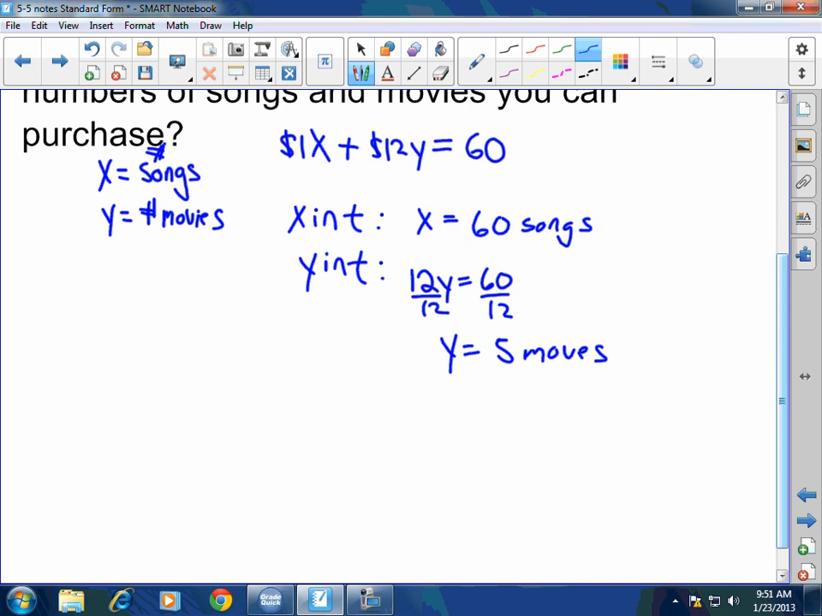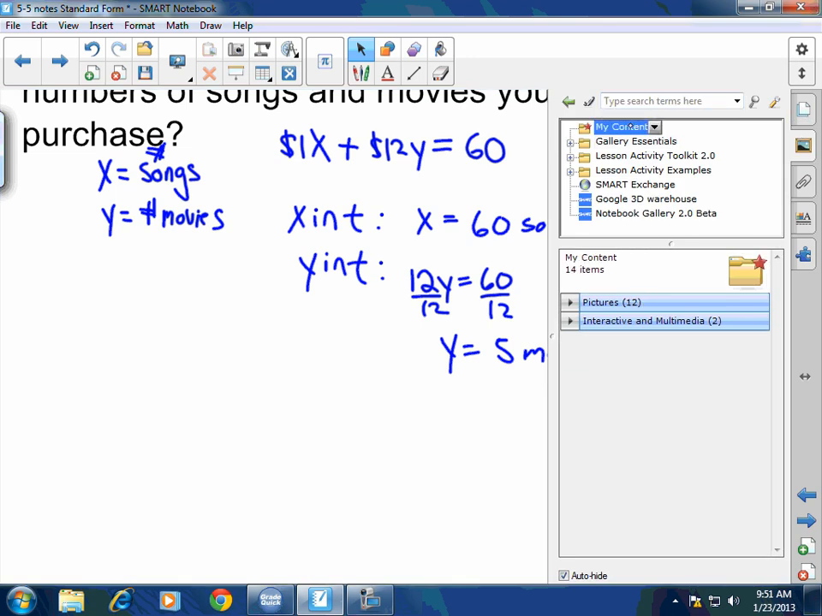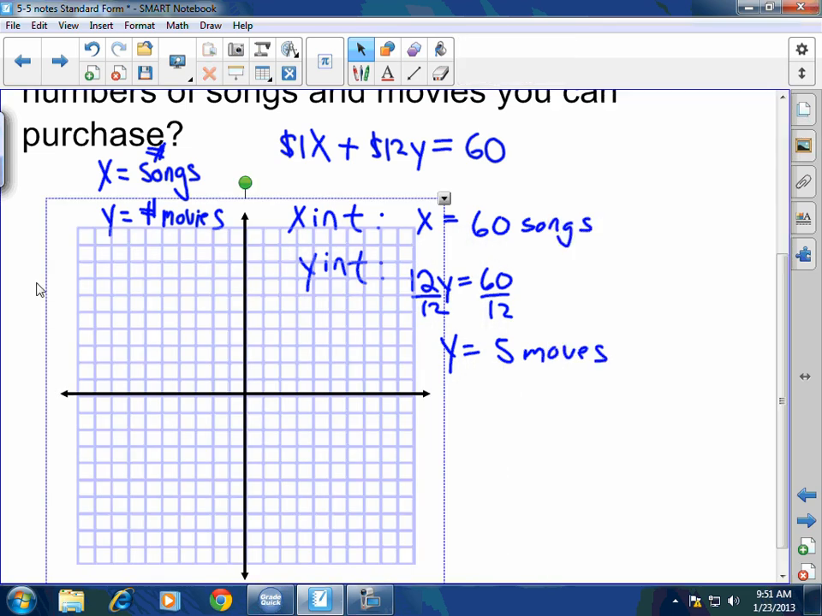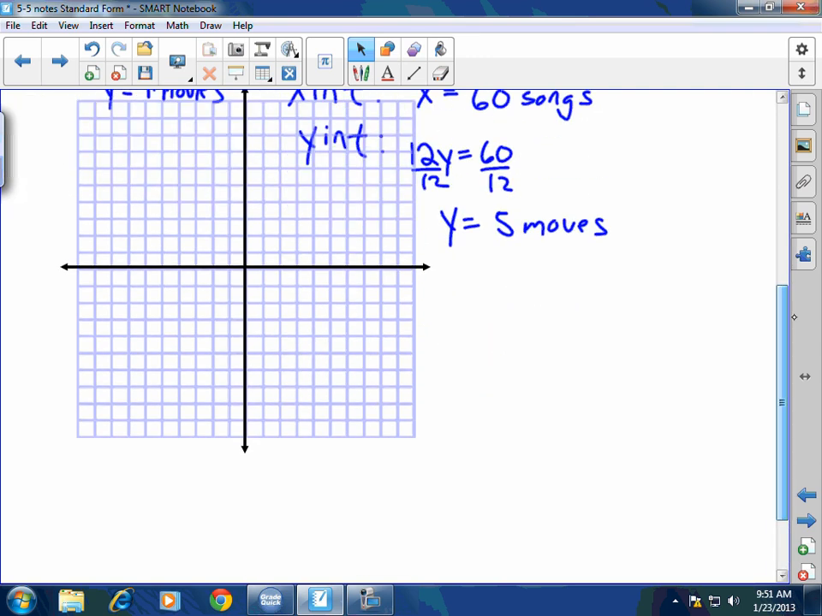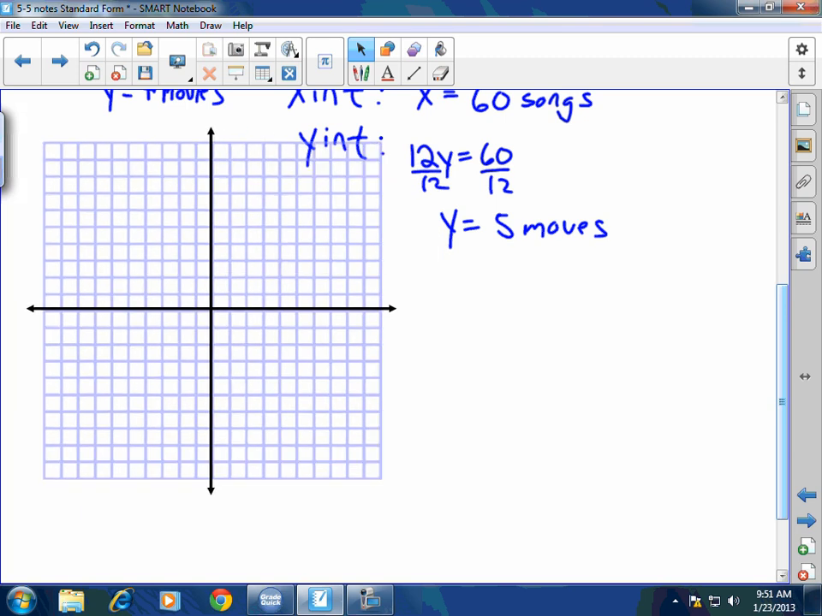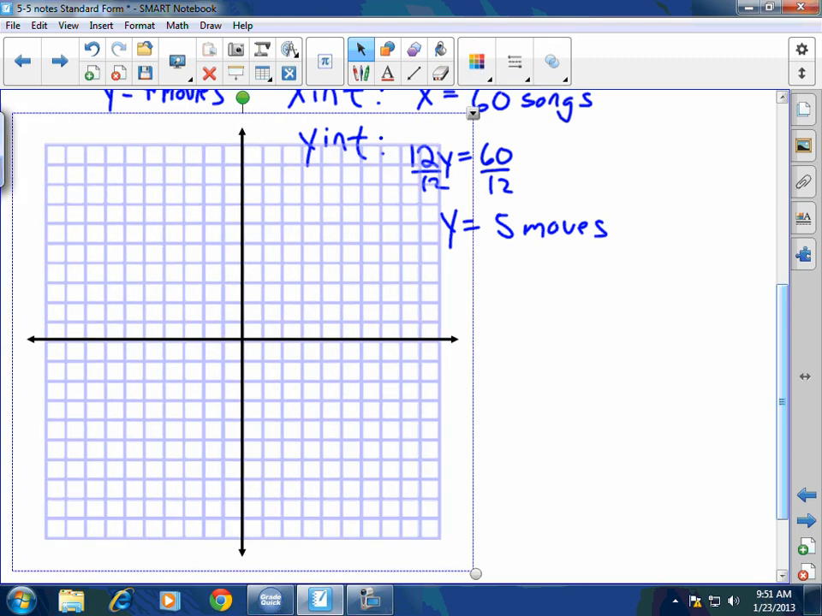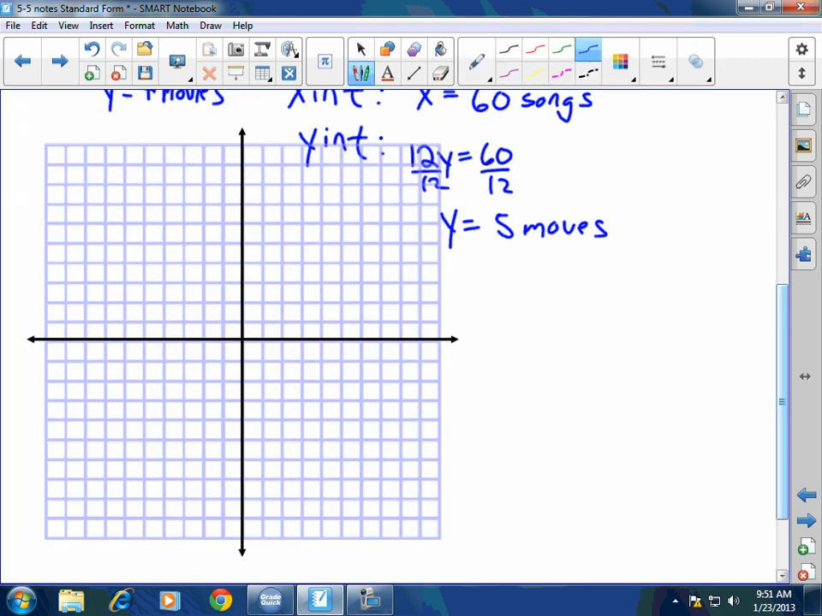Now I have to graph this. In this particular case, I want to show you how to do this, because sometimes people know how to do it, but they get a little confused on the graphing part because they don't understand the intervals. Do we go by 10? Yes. On the x-axis, it's 60 songs. That's a lot, right? So let's go by 10s: 10, 20, 30, 40, 50, 60.